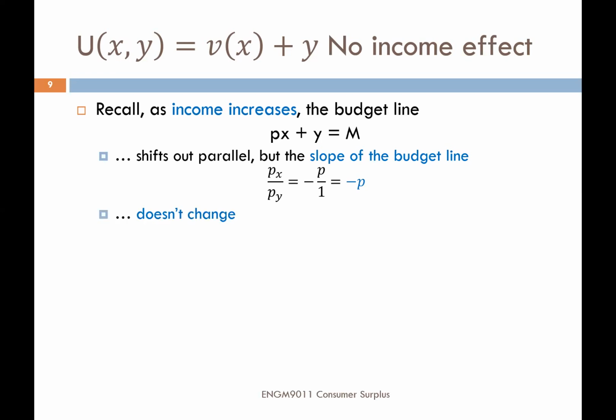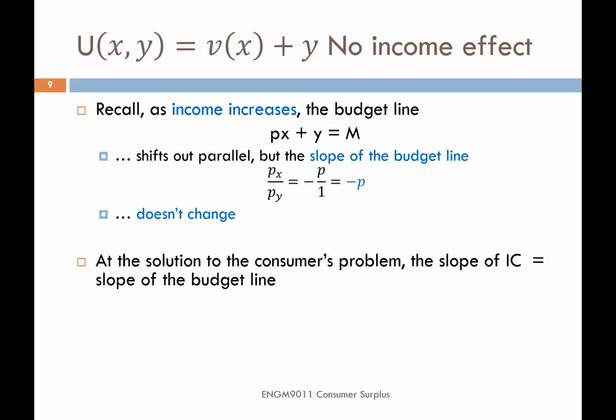But what does that mean? Now we say, okay, we want to solve the consumer's problem. We know the solution to the consumer's problem is where the slope of the indifference curve is equal to the slope of the budget line, that tangency condition. But we see here, if income goes up, the slope of the budget line has not changed. So whatever was the solution originally, whatever that slope was, still has to be the solution today for the new income.